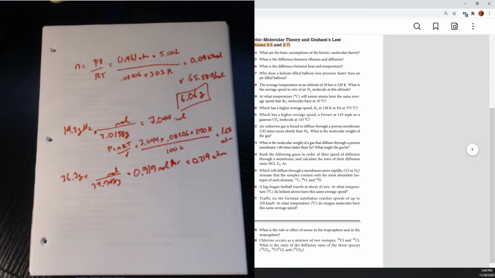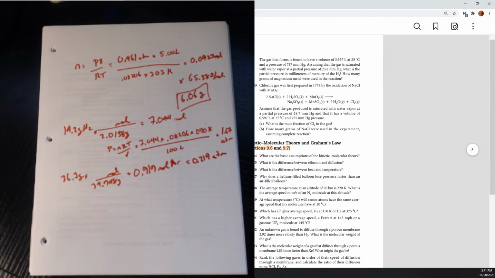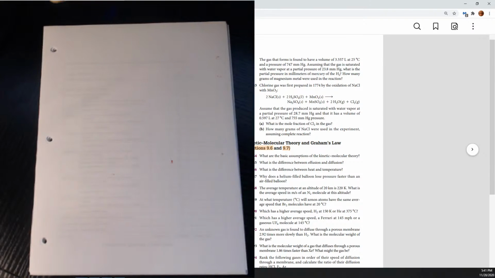82. A sample of magnesium metal reacts with aqueous HCl to yield hydrogen gas. The gas that forms is found to have a volume of 3.557 liters at 25 degrees Celsius and a pressure of 747 millimeters mercury. Assuming the gas is saturated with water vapor at a partial pressure of 23.8 millimeters mercury, what is the partial pressure in millimeters of mercury of the hydrogen? How many grams of magnesium metal were used in the reaction? Obviously, we're assuming a 100% yield.